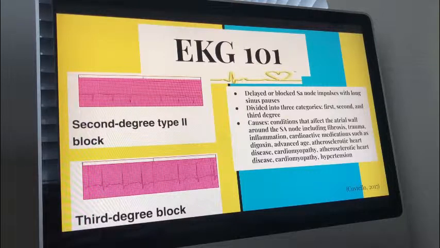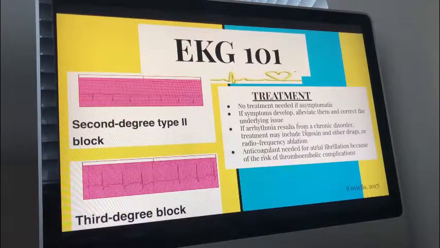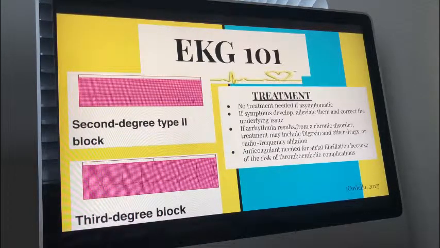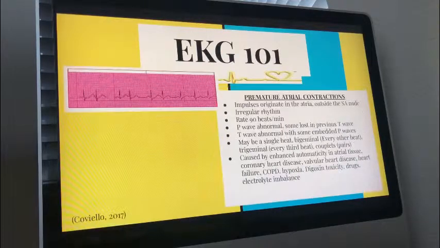These are the causes, conditions that affect the atrial wall around the SA node, including fibrosis, etc. No treatment is needed if asymptomatic, but if symptoms develop, you alleviate them and correct the underlying issues. If arrhythmia results from a chronic disorder, treatment may include digoxin and other drugs, or a radio frequency ablation. Anticoagulant is needed for atrial fibrillation because of the risk of thromboembolic complications.